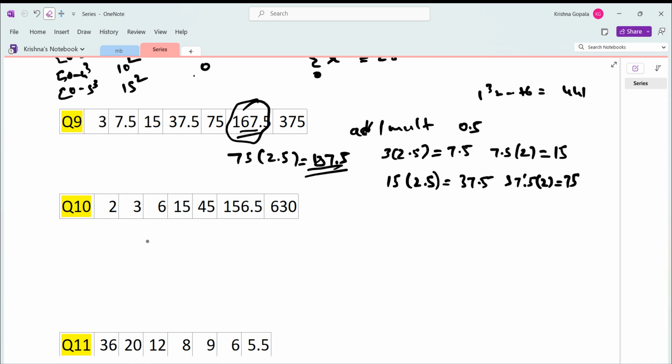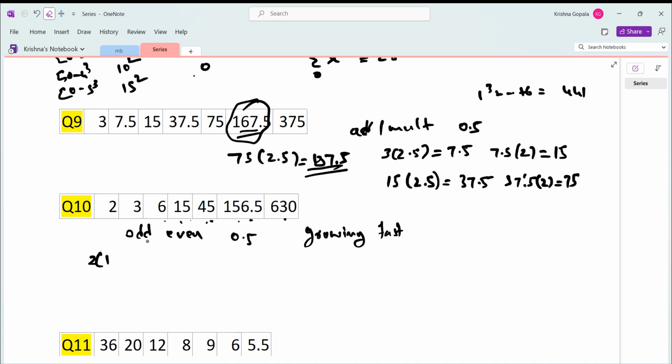Next, 2, 3, 6, 15, 45. Here also, the numbers are going between odd and even, right? And there is a 0.5. And the numbers are growing kind of fast because this is kind of 4 times, this is also kind of 4 times, this kind of 3 times, this kind of 2.5 times, etc. So there must be some multiplication which involves 0.5.